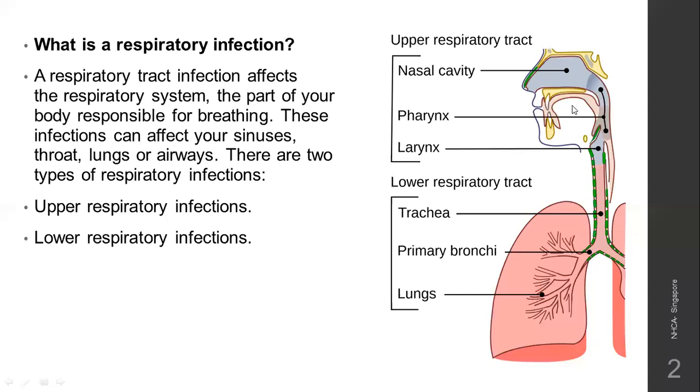Respiratory infections. What is a respiratory infection? A respiratory tract infection affects the respiratory system, the part of your body that is responsible for breathing. Okay, these infections can affect your sinuses. Sinuses are hollows in your skull. Okay, in your skull bone, there are certain hollow spaces. These are your sinuses. And because these are air filled, these are hollow spaces filled of air, you can't feel the weight of your skull and the brain.